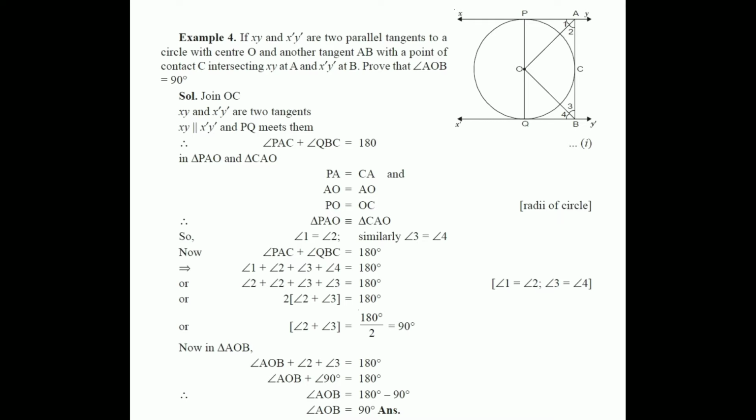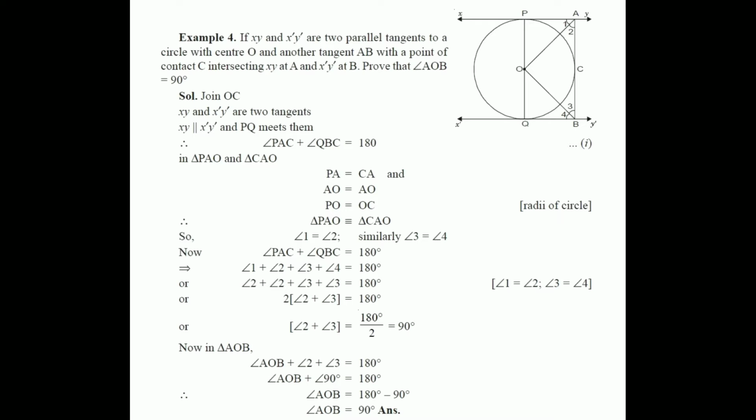Example 4. If XY and X'Y' are two parallel tangents to a circle with center O and another tangent AB with a point of contact C intersecting XY at A and X'Y' at B, prove that angle AOB is equal to 90 degrees.